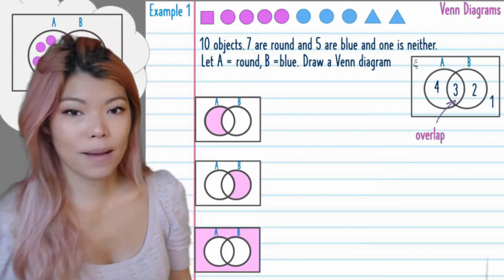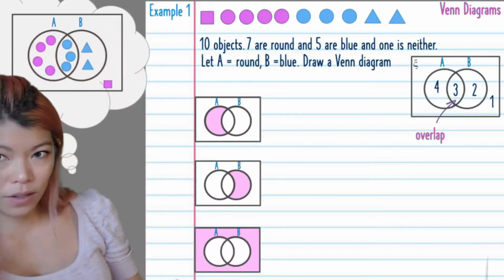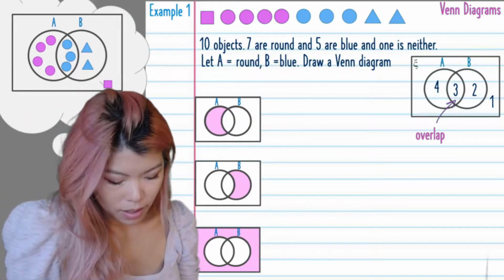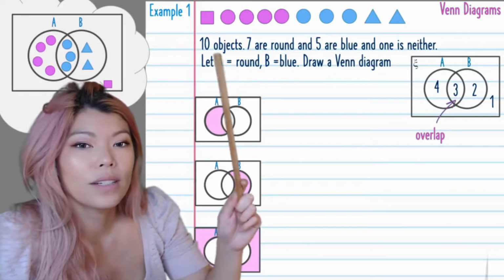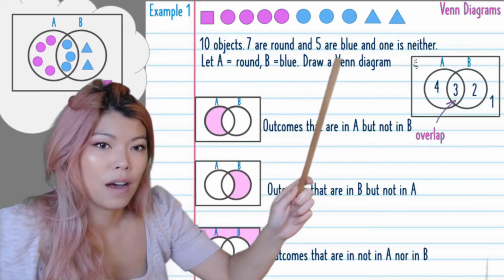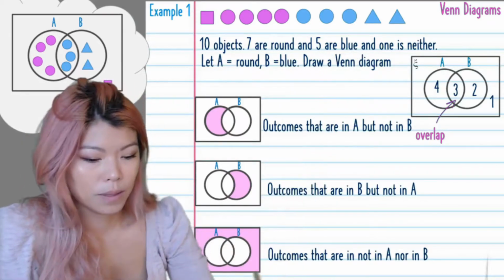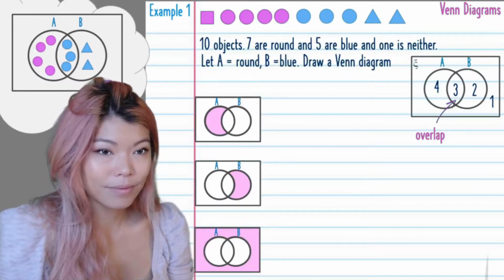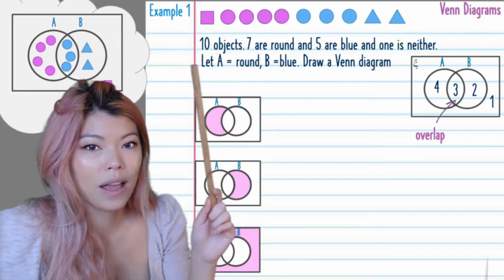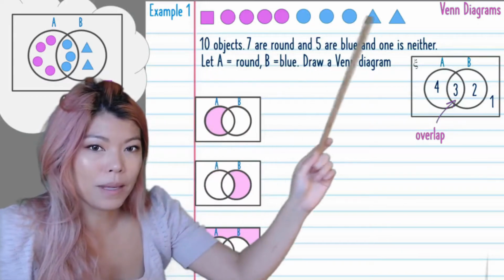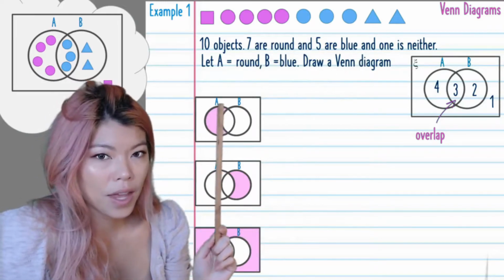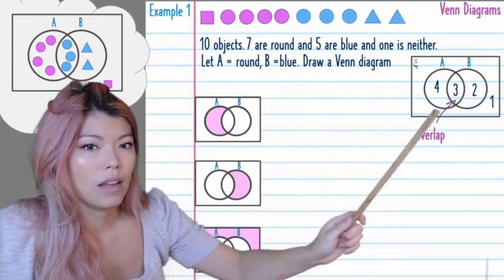Here we have an example. Let me lower myself so you can see. It's supposed to be a thinking bubble. So here we have 10 objects, 7 are round and 5 are blue. Whoops. Let me recap that. So here we have example 1. There are 10 objects up here, 7 are round and 5 are blue, and 1 is neither. Let A be round and B be blue.